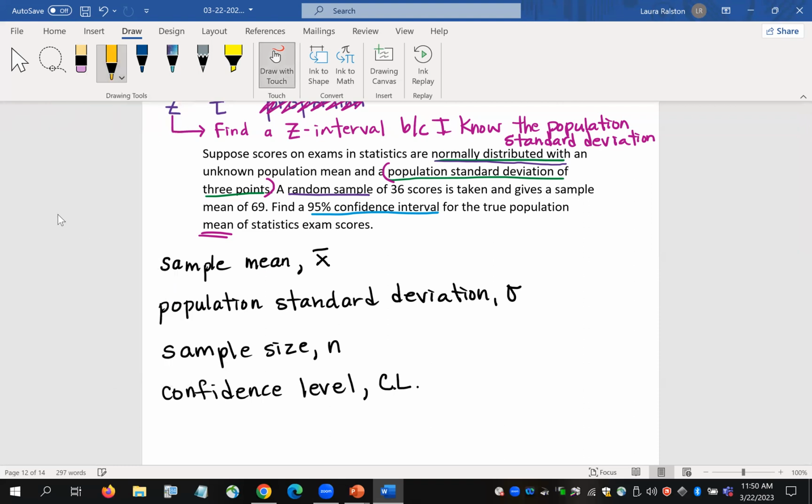Okay, so if I go back and read, it gives me a sample mean of 69. So my sample mean is 69. It says a population standard deviation of 3 points. So my population standard deviation is 3.